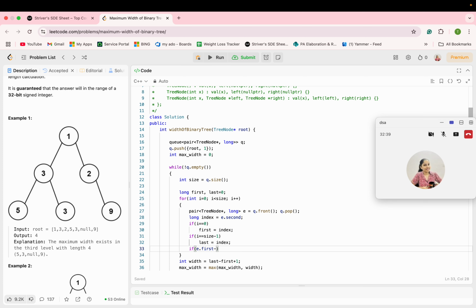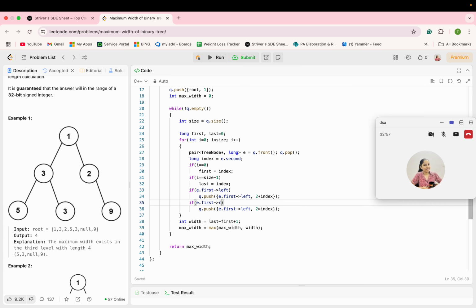And after this, if the left exists, then what do we push? We push e dot first left, and what will be the index? As we have discussed, 2 cross i, which is this. If the right exists, we push 2 cross i plus 1.